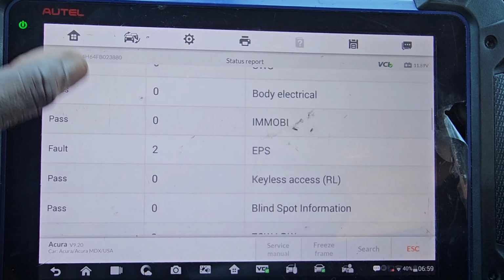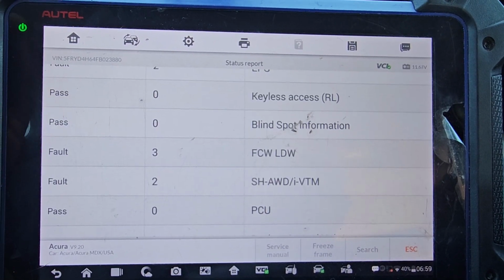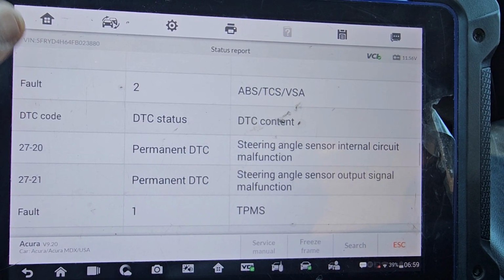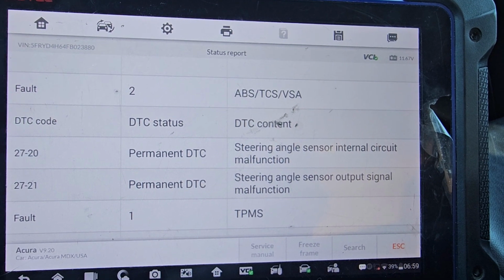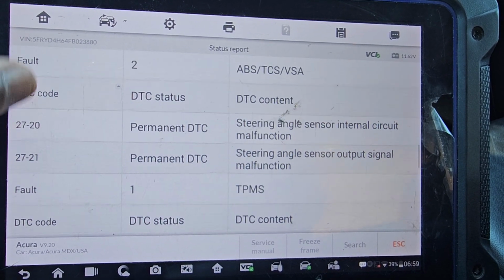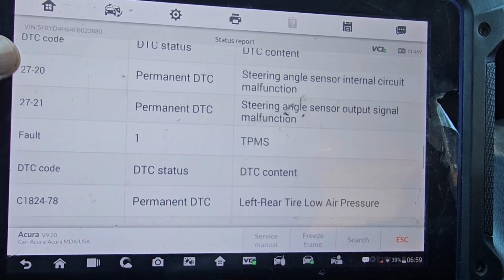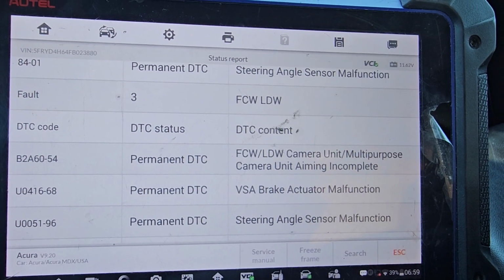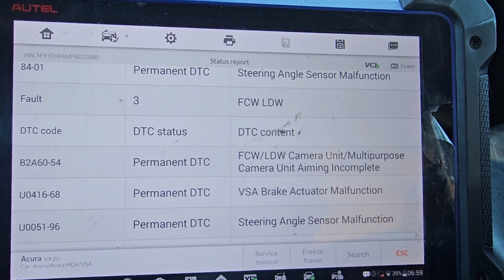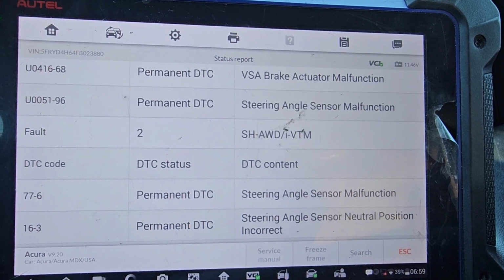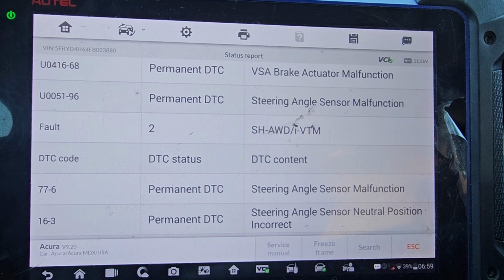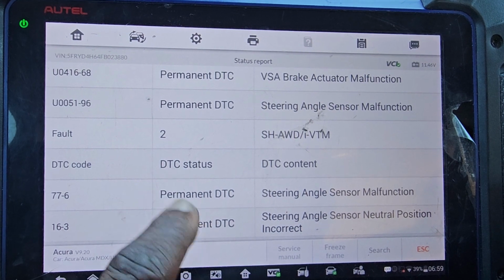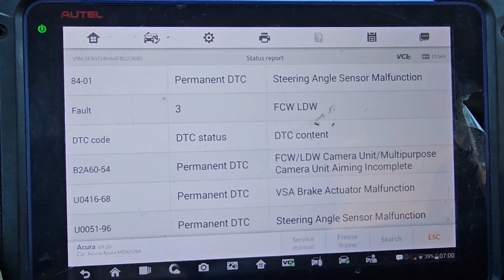ABS, yes. Tire pressure, okay. FCW, LDW, and then ABS, steering angle sensor, internal circuit. The camera unit, multi-purpose camera unit, aiming incomplete. Yes. And the steering angle sensor, neutral position incorrect. You cannot do this one, or it may not work if you have this problem here.